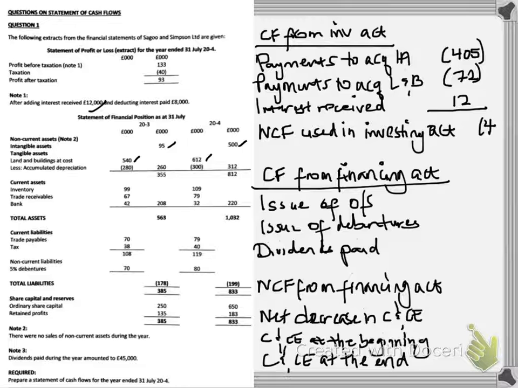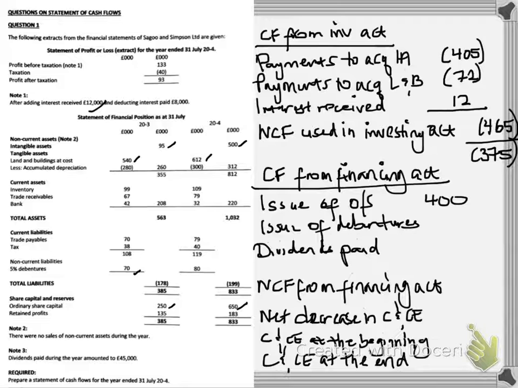It is a negative figure, right? 465. So that gives us 375. And the final section is financing activities. The company has issued ordinary shares during the year, so we have a cash inflow of 400.